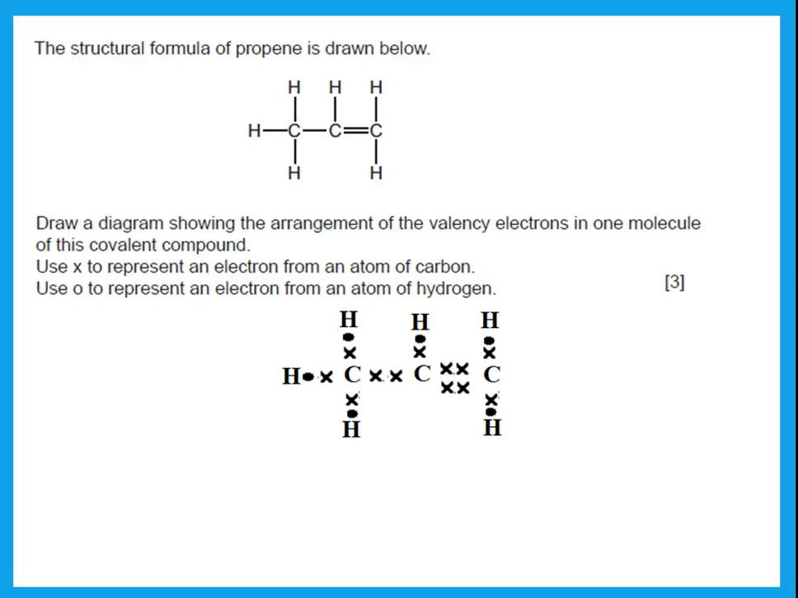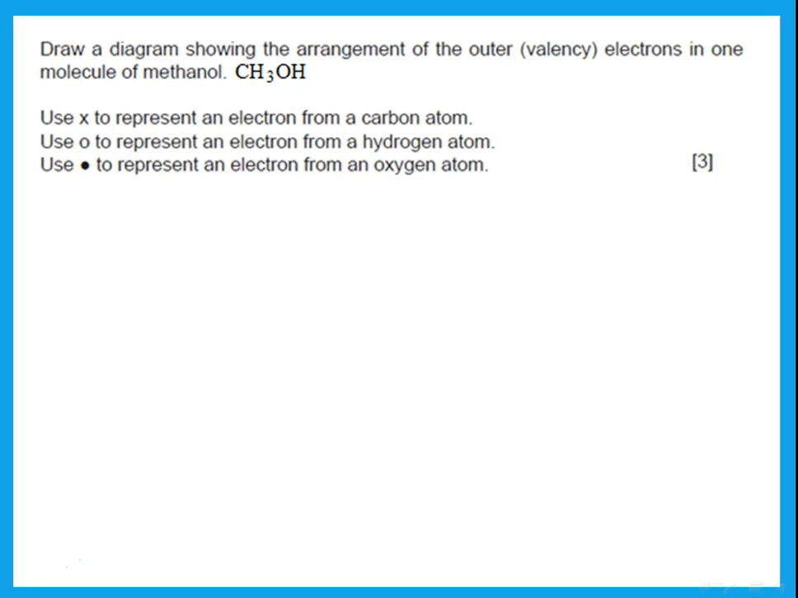I hope so. Okay, draw a diagram showing the arrangement of outer valence electrons in 1 molecule of methanol. And I'm telling you that methanol is CH3OH. And he specifies a certain notation, X for carbon, circle for hydrogen, dot for oxygen. So, this is how we drew it. We said each hydrogen can donate 1 and take 1. Now, the carbon needs 4, so it's going to take 3 from the hydrogens and 1 from the oxygen. The oxygen needs 2, so it's going to take 1 from the carbon and 1 from the hydrogen. Okay.